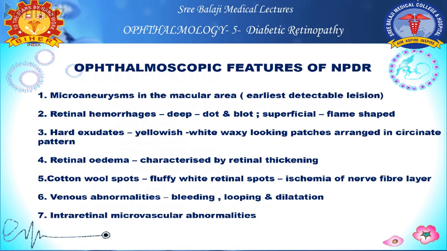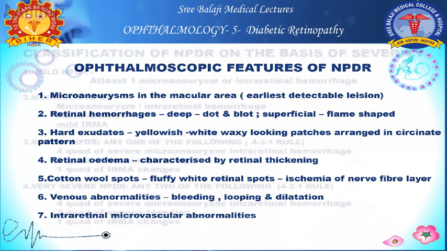The third one is hard exudates. These are nothing but yellowish, white, waxy looking patches arranged in circinate pattern in the macula. Retinal edema, this is characterized by retinal thickening. Cotton wool spots, which are fluffy white retinal spots occurring due to ischemia of the nerve fiber layer of the retina. Then venous abnormalities such as bleeding, looping and dilatation can be seen. Intraretinal microvascular abnormalities or AV shunts can be seen in fundoscopic examination as well as in FFA.